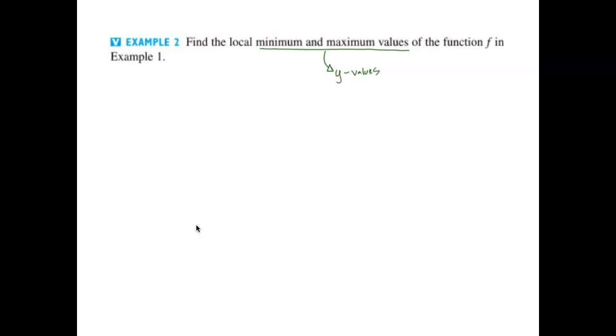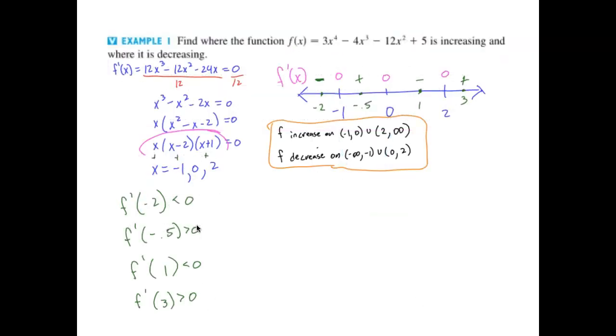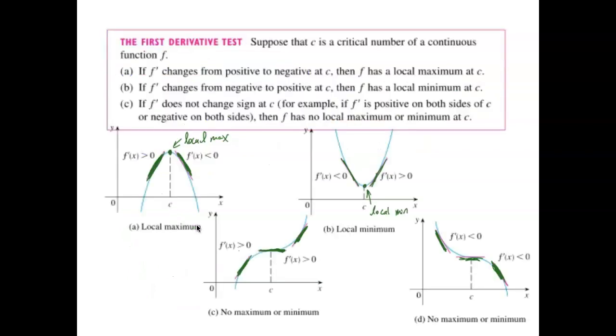All right, we've already done most of the work here. So if I go back, I've already found all my critical values, right? My 3 critical values are at negative 1, 0, and 2. That's where the derivative is 0. And then I've already evaluated whether the derivative is positive or negative on each sub-interval. And so now I just need to see, okay, where do the maximums and minimums occur? And that's using the first derivative test.